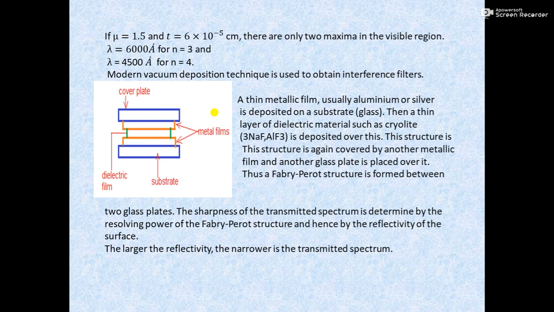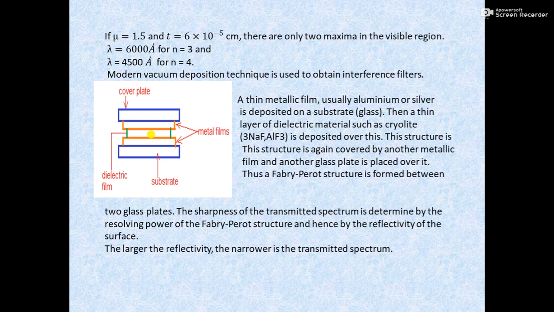The transmitted spectrum becomes narrower, but it is not possible to increase the thickness of the metallic film indefinitely, as absorption will reduce the intensity of the transmitted light. To overcome this difficulty, metallic films are replaced by all dielectric structures. In an all dielectric structure, layers of dielectric materials of appropriate refractive indexes are deposited.